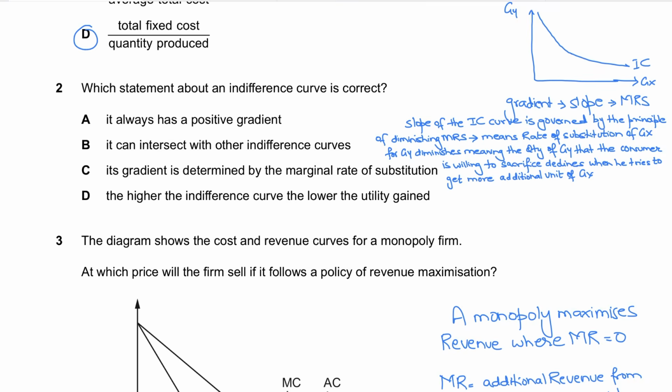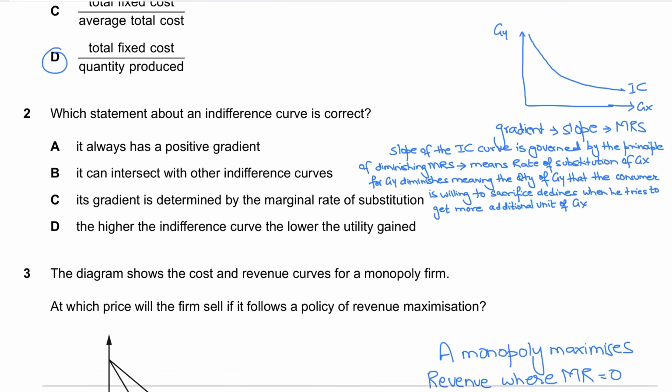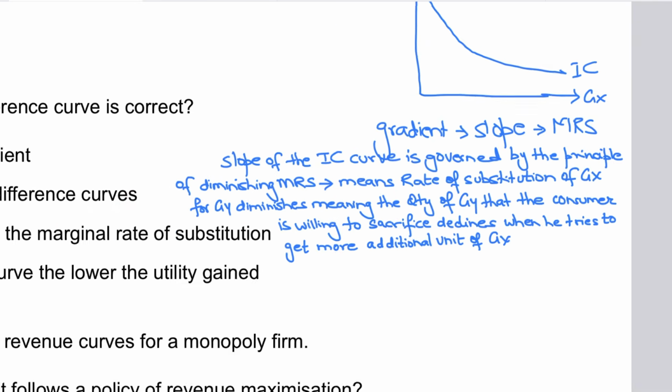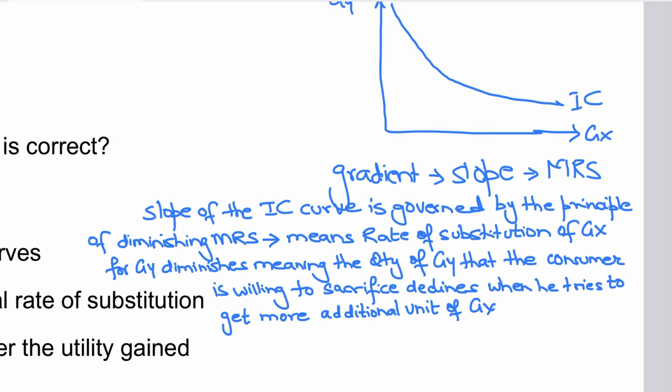Pretty simple stuff. Question number 2 asks which statement about an indifference curve is correct? Again, a pretty simple question. We know that an indifference curve shows different combinations of two goods that give the consumer the same level of utility or satisfaction, and that the gradient or slope of the indifference curve is determined by the marginal rate of substitution, right? The MRS is diminishing, which means the rate of substitution of good X for good Y diminishes as you increase the quantity of good X, right?